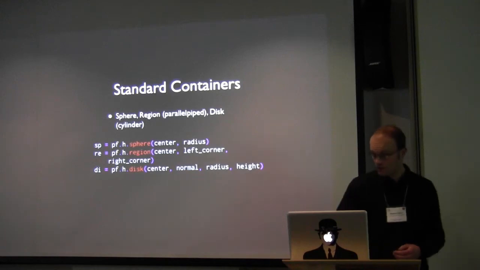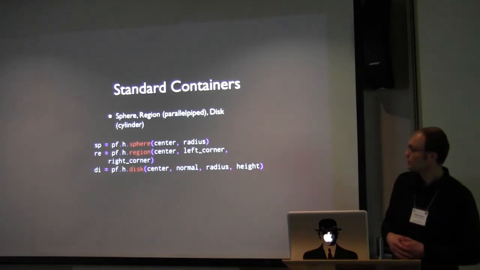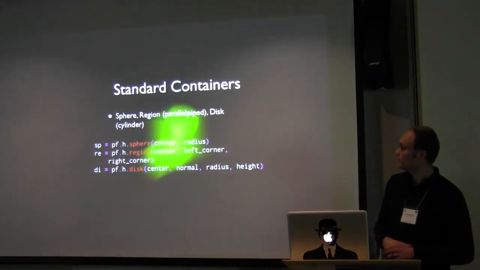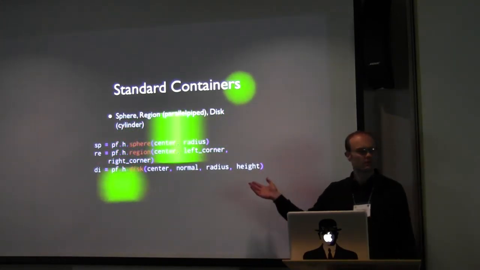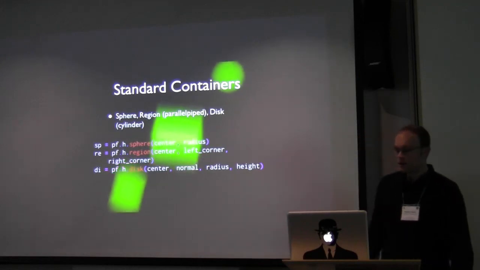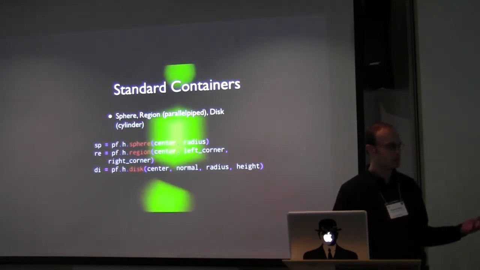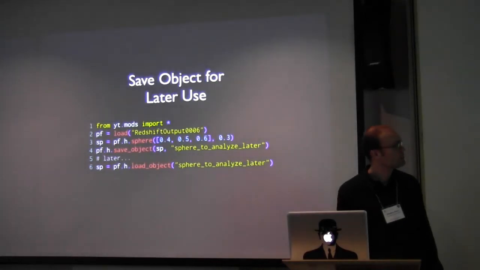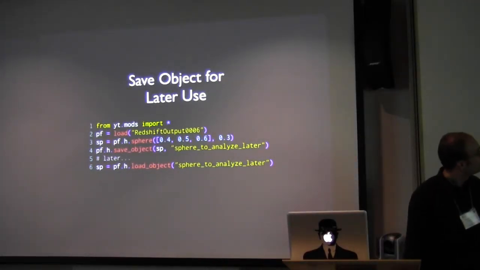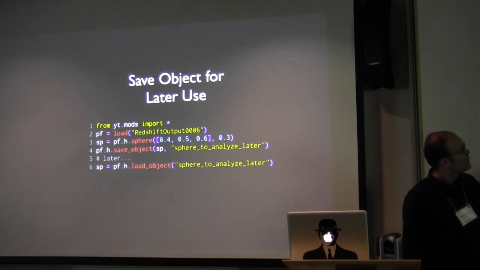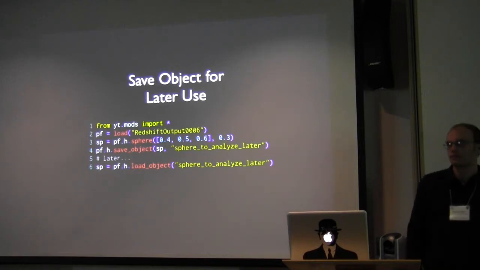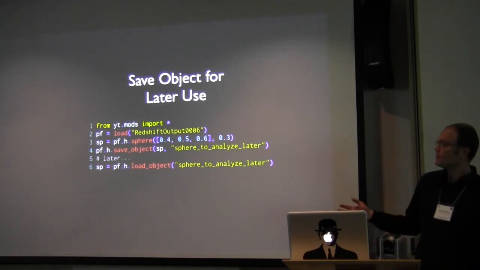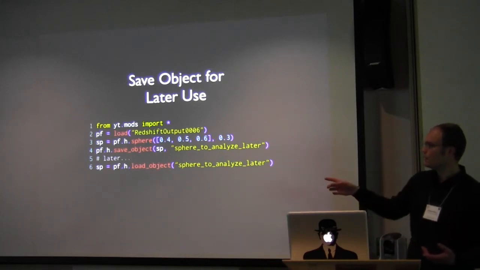So the standard containers that we've all seen are the sphere, the parallelepiped region, and the disk. And here's a volume rendering of the three. You've seen all these before, but these are the standard containers in YT. And one thing you can do with containers that's very useful is you can save them for later. So if you define one, or you figure one out that's useful, you can save it with the save object command. And then later, in the same script or in a different script, you can pull it out.